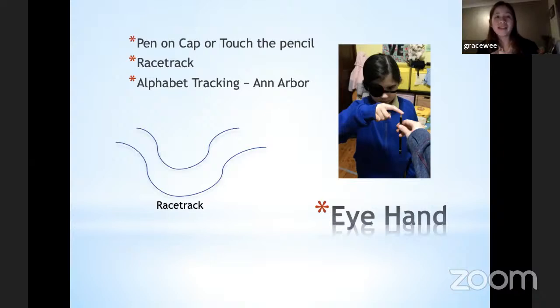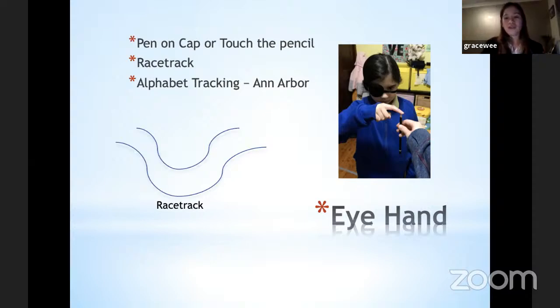Now, a way of making it more challenging once they become proficient in that game is to make the racetrack skinnier. Okay, so they really have to keep in between the lines. Or you can make the racetrack more convoluted. Okay, so that's one way of making things more challenging for them in order to improve the eye-hand skills. The alphabet tracking or the Ann Arbor tracking is a very high level of eye-hand skills, because it includes other things like your ocular motor skills as well.